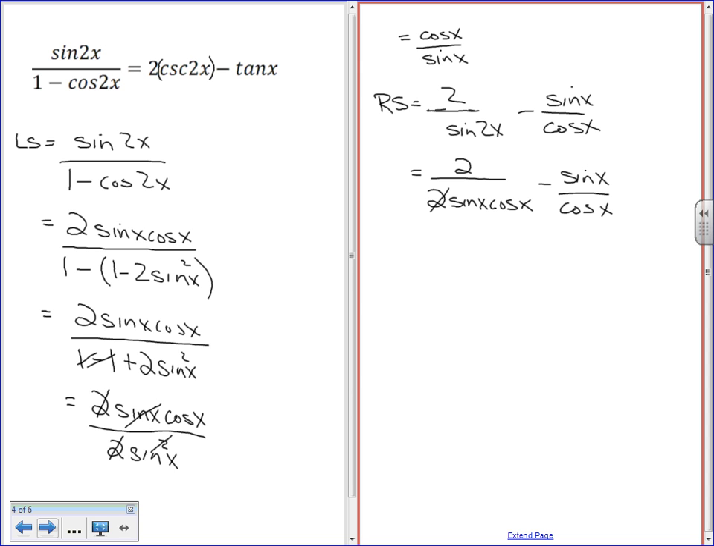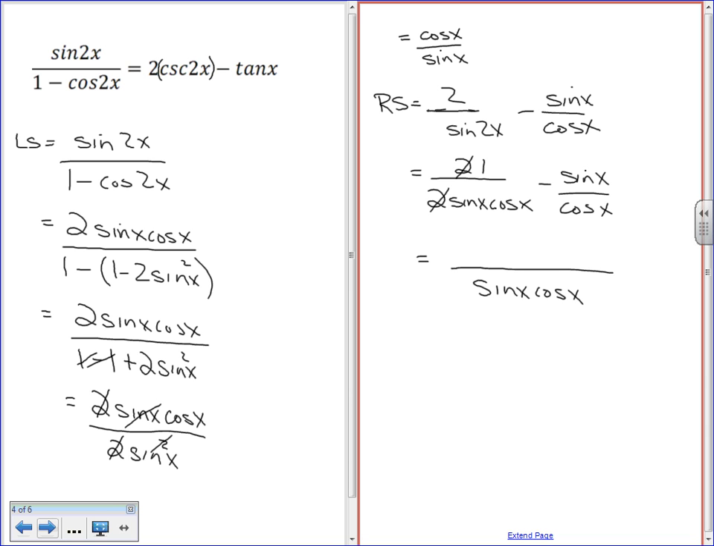Right, so 2 divided by 2 is 1, 2 divided by 2 is 1. So now I'm left with 1 over sine x cos x minus sine x cos x. So I have a fraction, subtract another fraction. How do you subtract fractions? Find a common denominator. What would the common denominator be in this case? Okay, so the common denominator would be sine x cos x, right? Perfect. So the common denominator is sine x cos x.